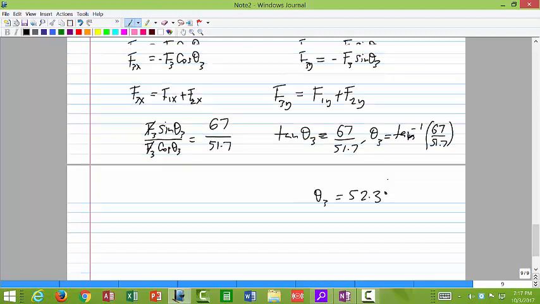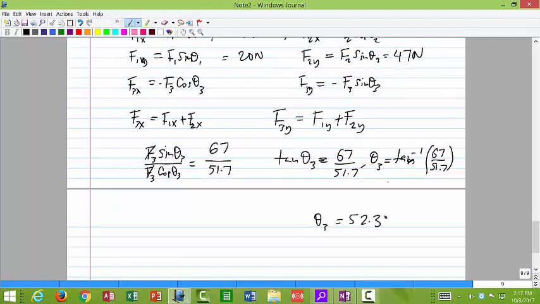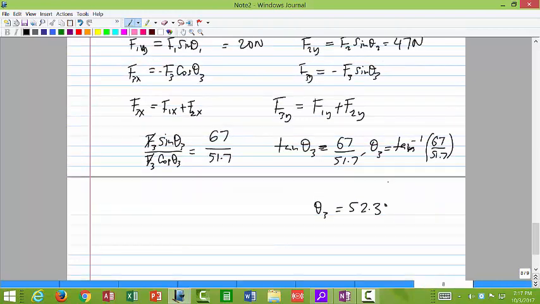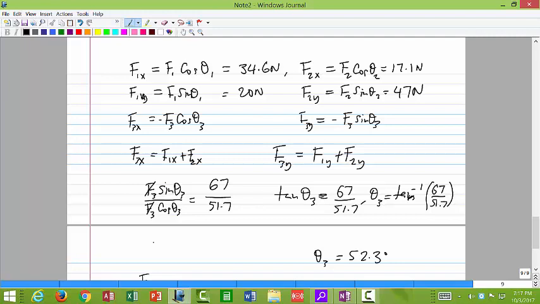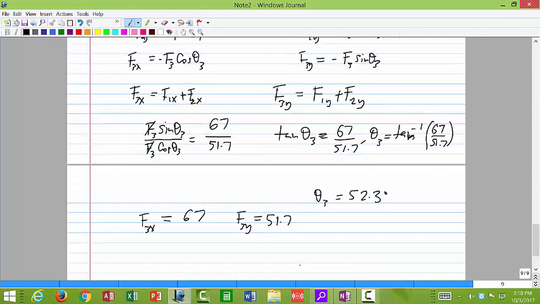Okay. So once we have theta 3, which is 52.3, we can now go back up and calculate one of these things. So we can calculate F3x, if you like. We got F3x already. We said F3x is 67, F3y was 51.7. So what is F?